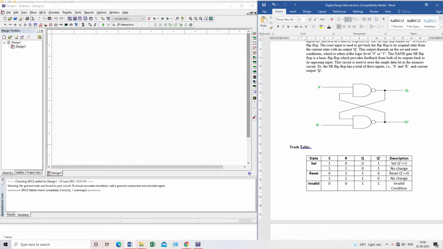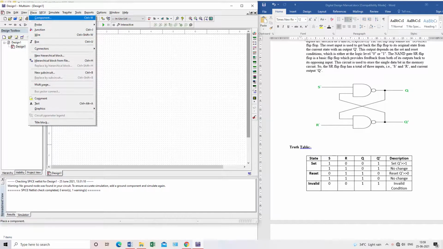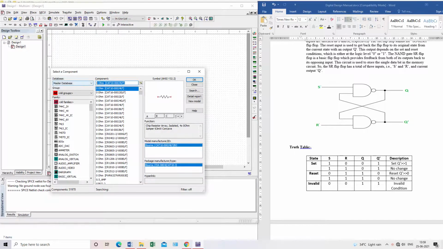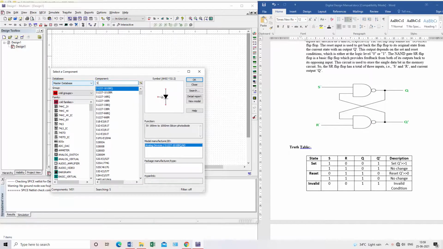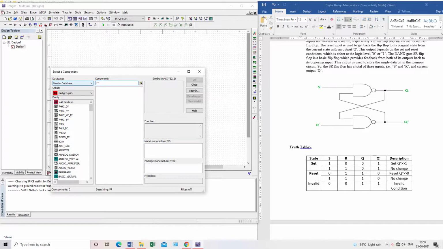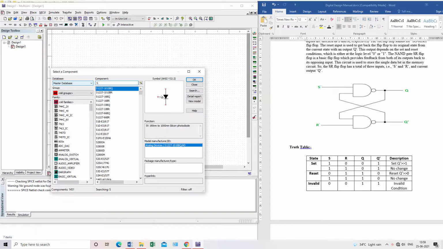In Multisim, you can use an SR flip-flop also, as you can see here in components. If you type SR FF, yeah, here you can see SR flip-flop. Directly you can use the IC of this SR flip-flop here, but we are not going to use the direct IC from here. We are going to design the SR flip-flop using NAND gates.